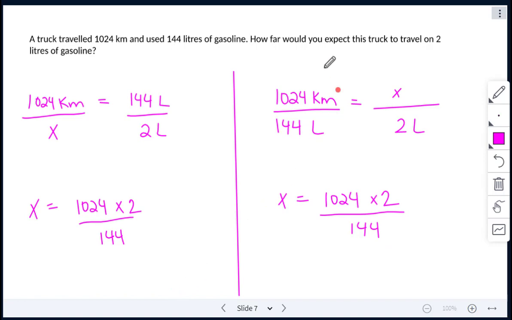All right, and we are looking for kilometers. So make sure when you get your answer that you do state the units. So 1,024 times 2, divide that by 144, and we get 14.2. The 2 is repeating, so we can either put the dashed line on top, or you can just round. 14.2 kilometers.